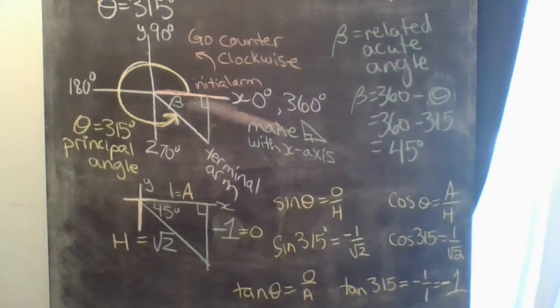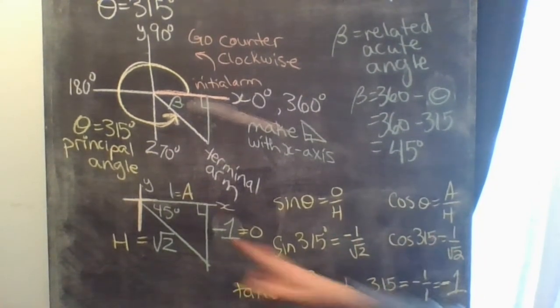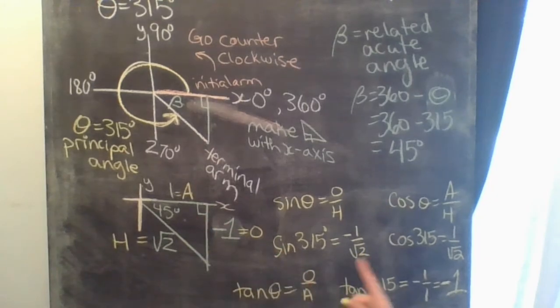So what's happened is I'm getting the same numbers as I would have gotten for my 45-degree triangle. It's just now some of them are going to be negative. So I've got a negative sine, a positive cos, and a negative tan. Okay?